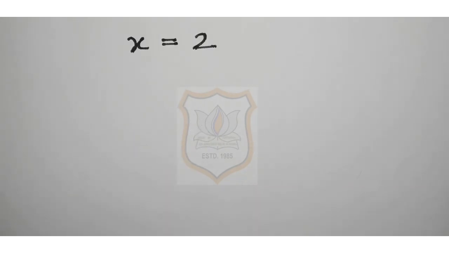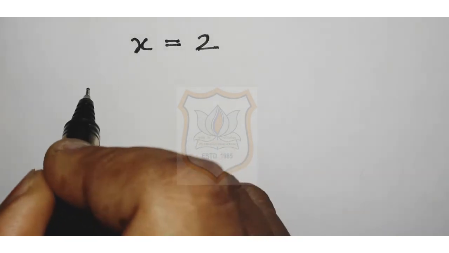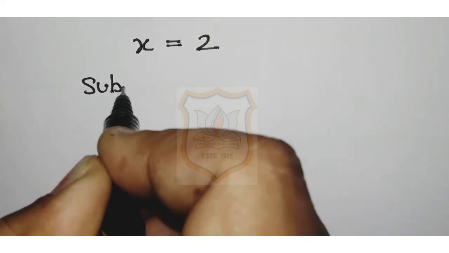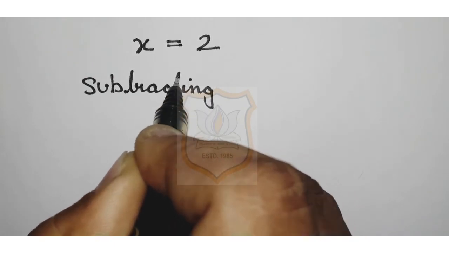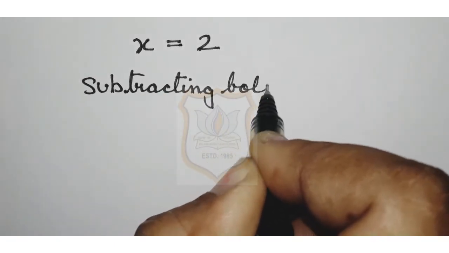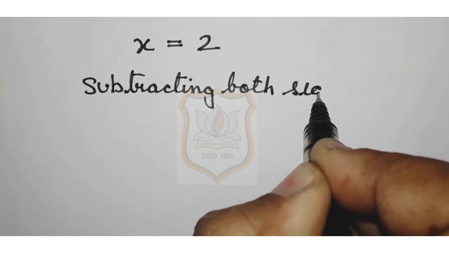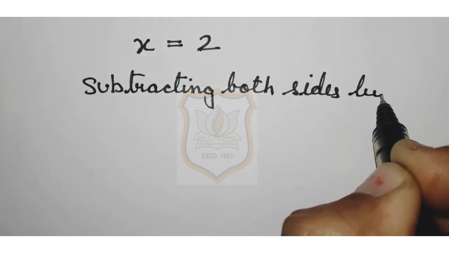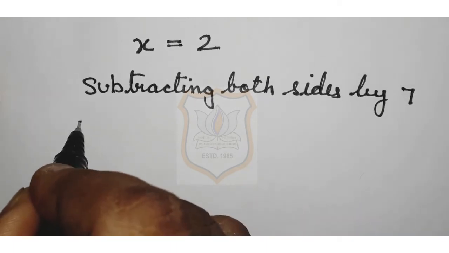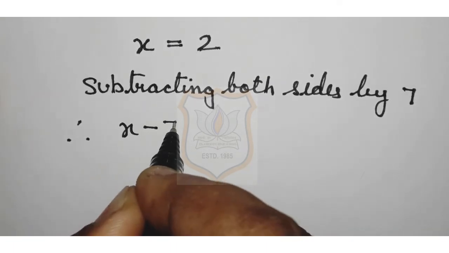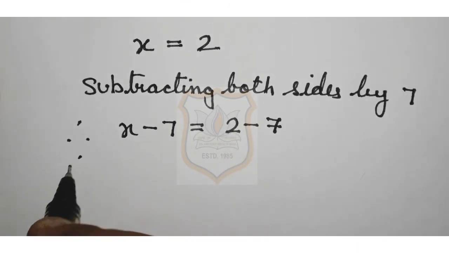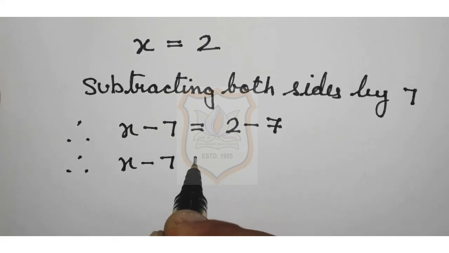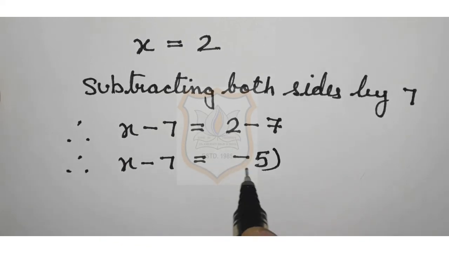Now students, we will form third equation by using x is equal to 2. Now subtracting both sides by 7. Therefore, x minus 7 is equal to 2 minus 7. Therefore, x minus 7 is equal to minus 5.